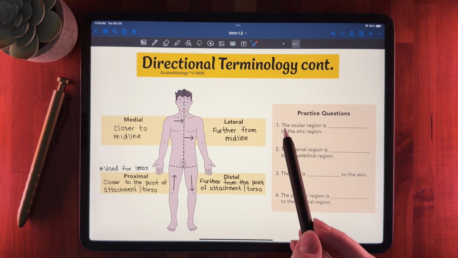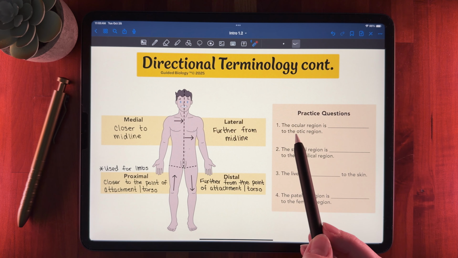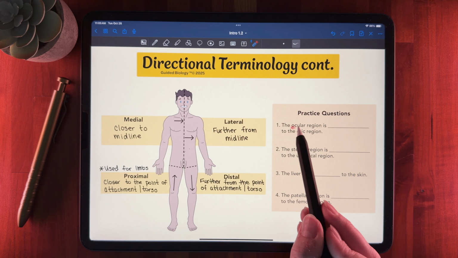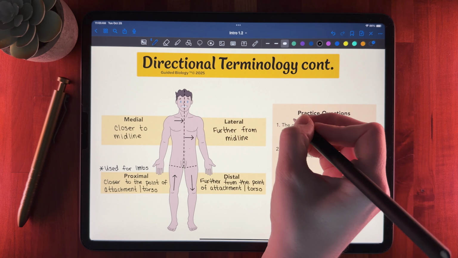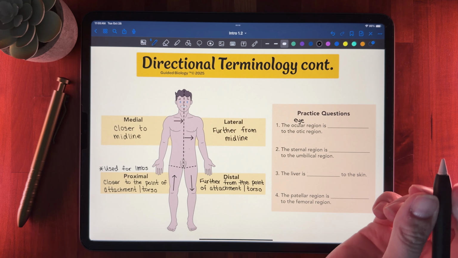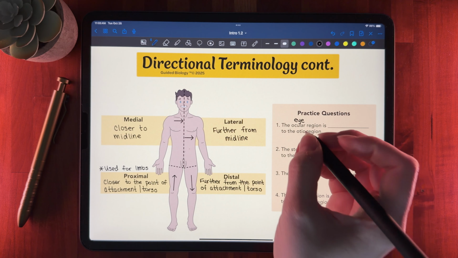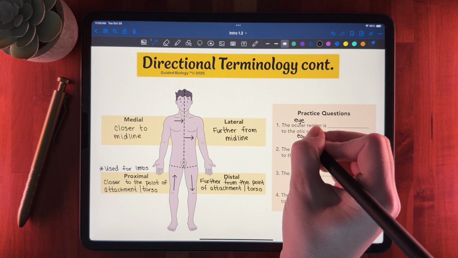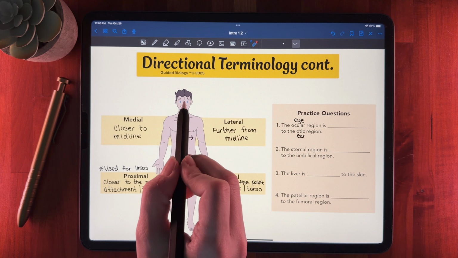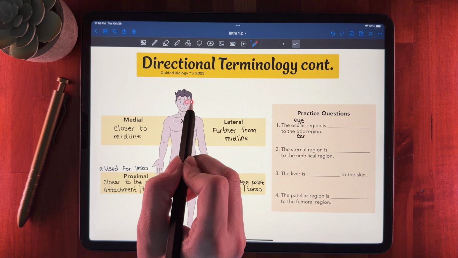The first question is: the ocular region is blank to the otic region. We actually talked about this a minute ago. Remember, ocular means eye. This is the first thing I would do, in my head, or you can write it down on a test. I'd say, okay, ocular means eye. Otic refers to the ear. If you're visualizing the human body in your head, the eye is here, the ear is here. So what does it look like?